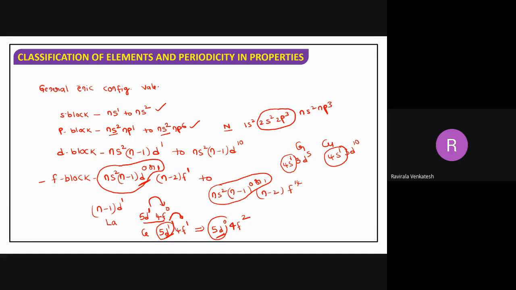So the F block is a little bit lengthy. S and P are very simple, even D is very simple, but the F block is very lengthy: ns2, (n minus 1) d 0 or 1. Otherwise, in short form, you can also write ns2, (n minus 1) d 0 or 1, (n minus 2) f 1 to 14 directly. Instead of writing everything, if you write like this it is also correct. Similarly, the D block also you can write as ns2, (n minus 1) d 1 to 10. Short form also we can write. Both are correct. So these electronic configurations are there in the textbook also.